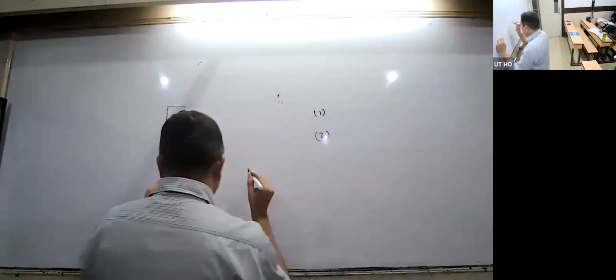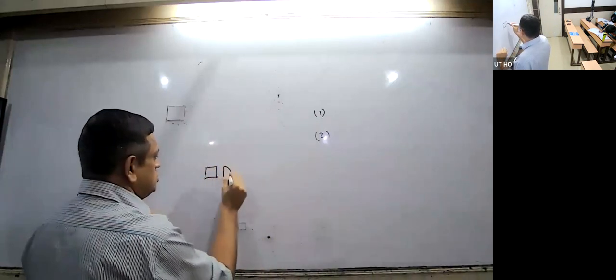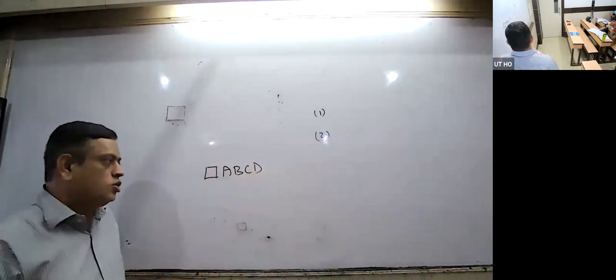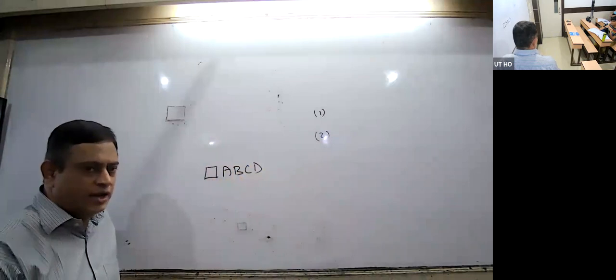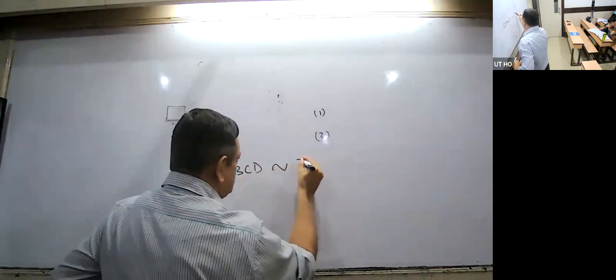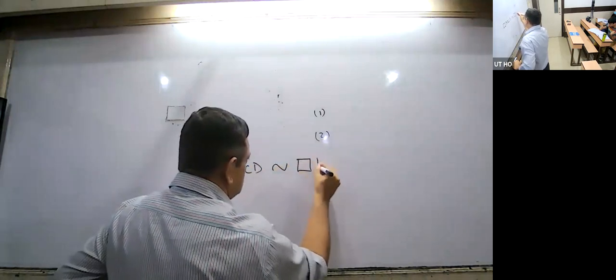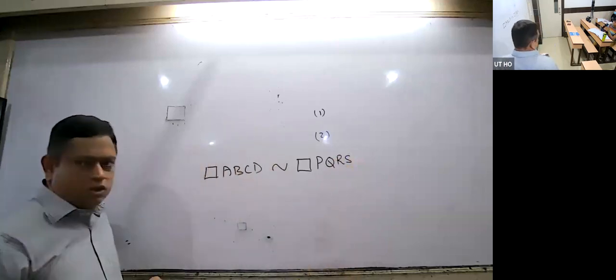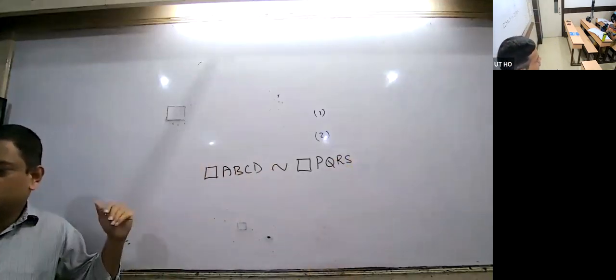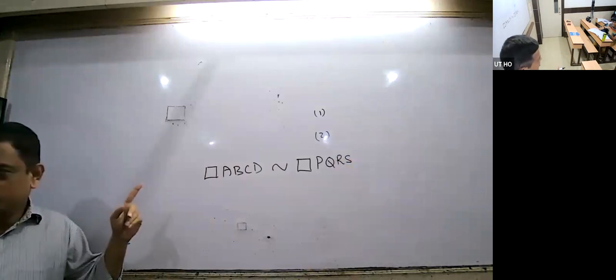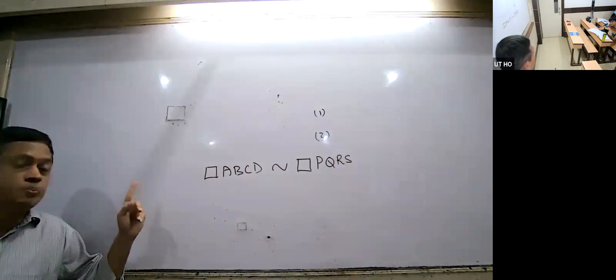Understood or not? Now, look here, notation. Ritika, do you know what is written over here? Quadrilateral ABCD is similar to quadrilateral PQRS.